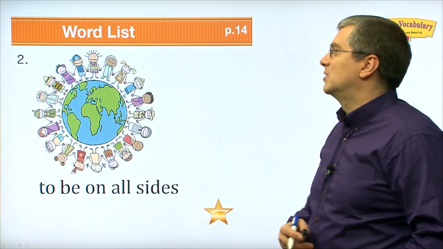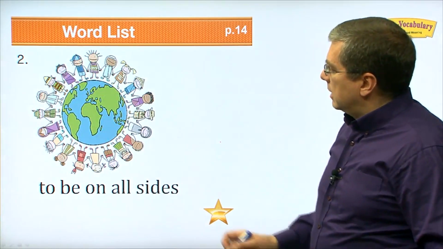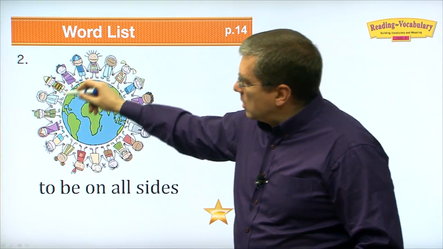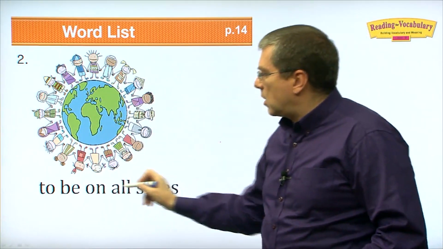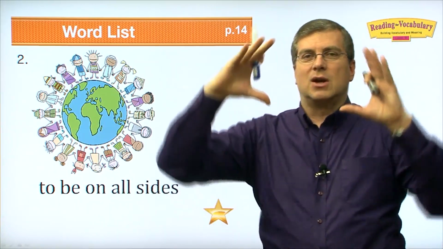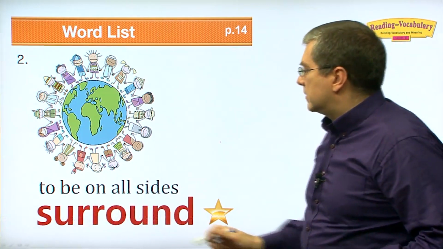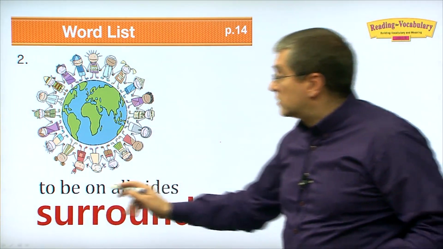Okay, next word. Number 2. Whoa, what's going on here? This is the earth, and there are people all around the earth on the surface, right? To be on all sides. So something is on all sides of something. What do we say? It is surrounding that thing.